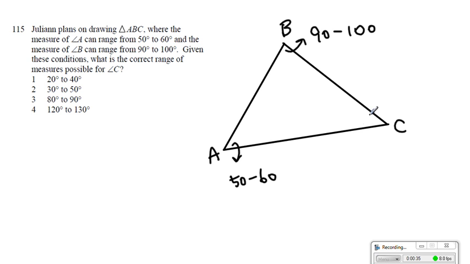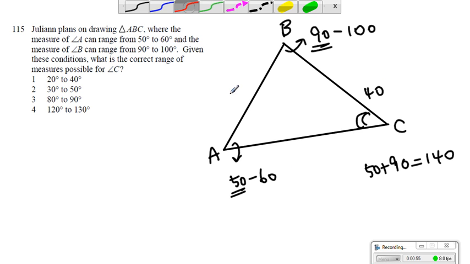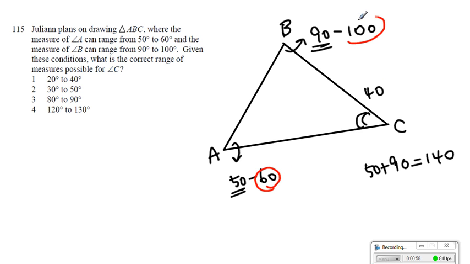Now, how about angle C? In fact, angle C will be the greatest if the other two angles are smallest. For example, if you have 50 plus 90, which will be equal to 140. That means the biggest to make up into 180 would have been 40. Now, while the other two angles are large, such as 60 and 100, then these two become 160. So the lower bound would have been 20 for the angle C. So 20 to 40 would have been our answer.